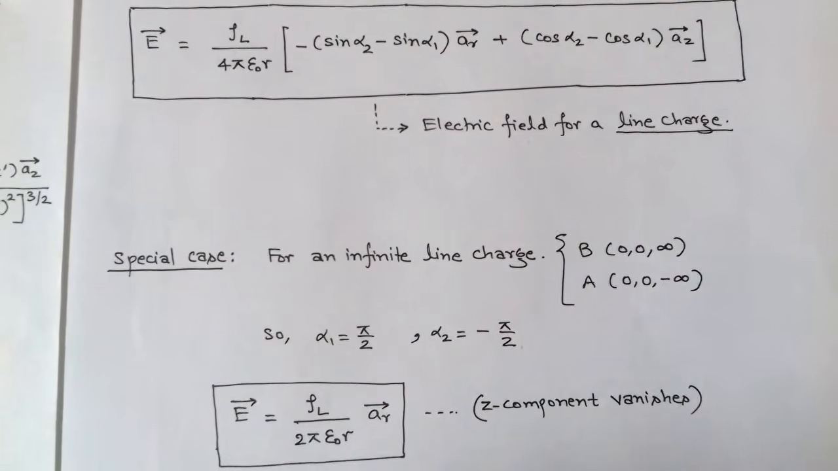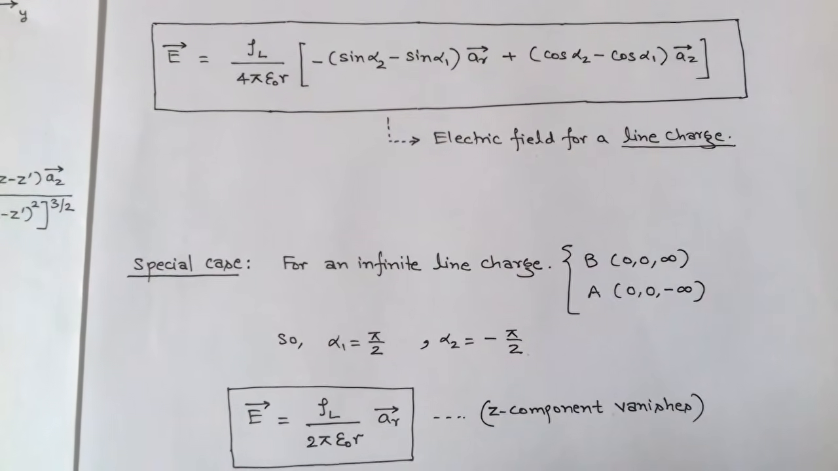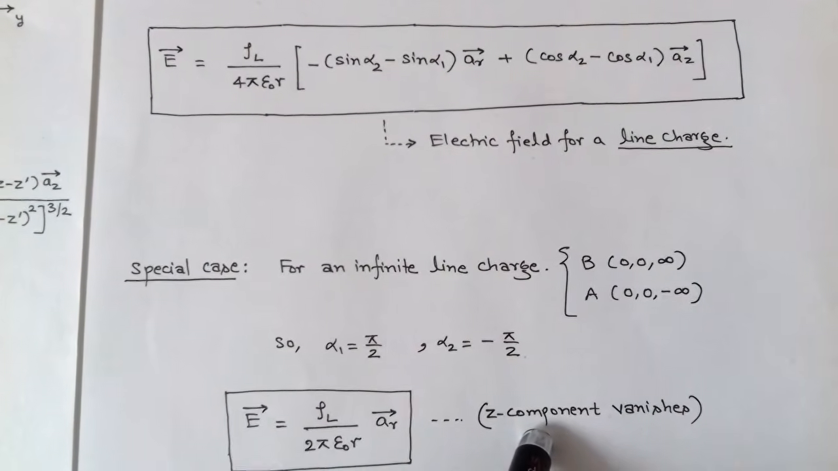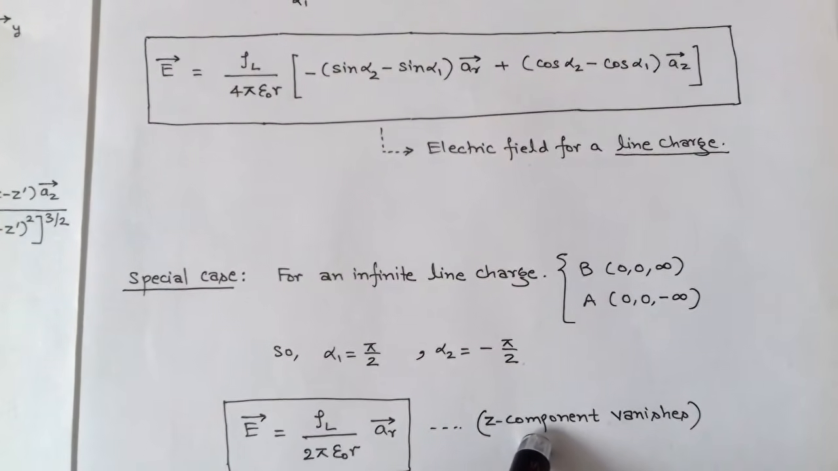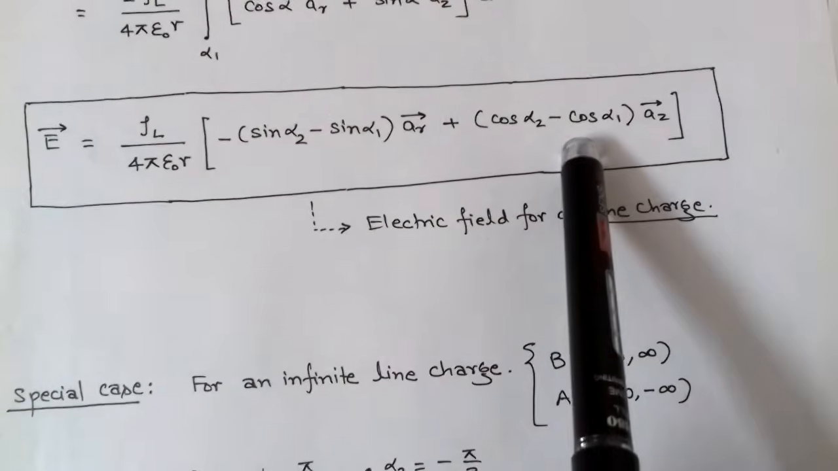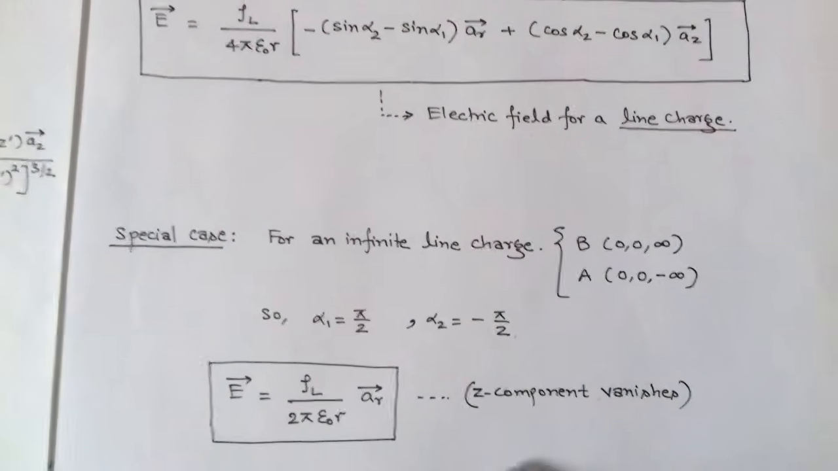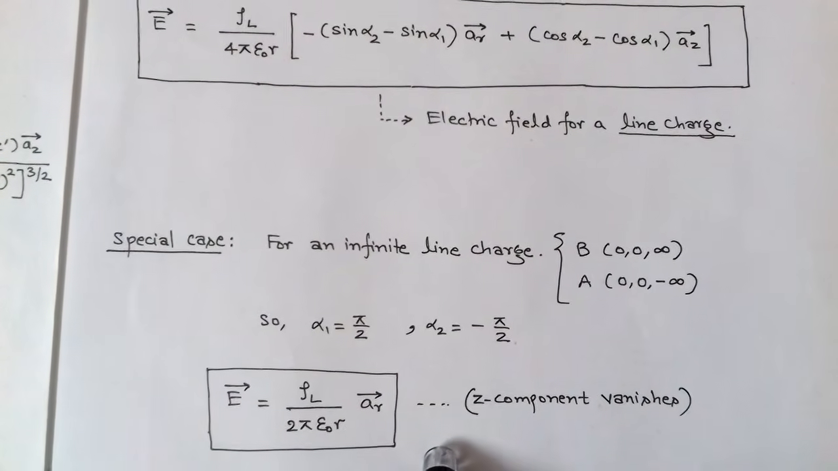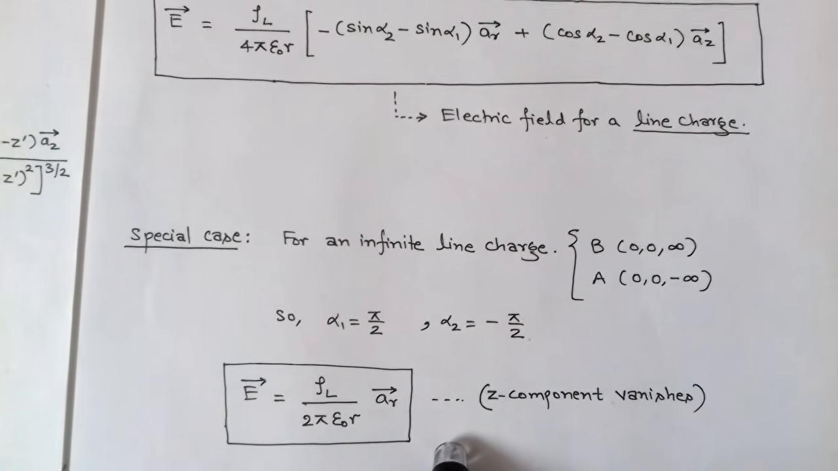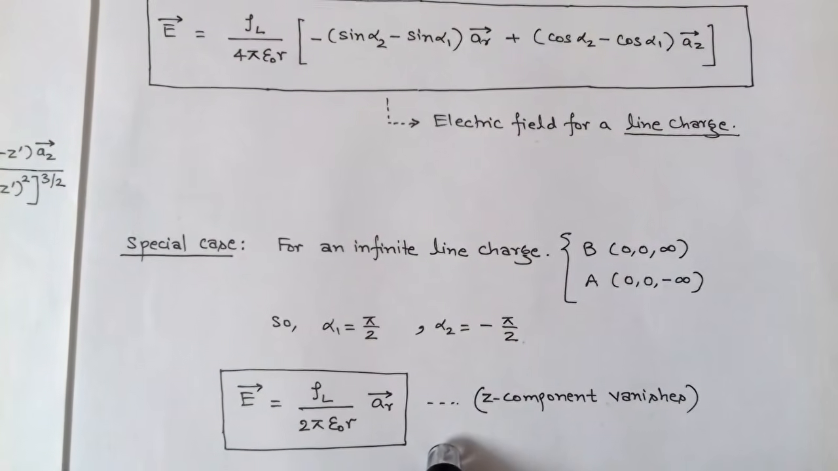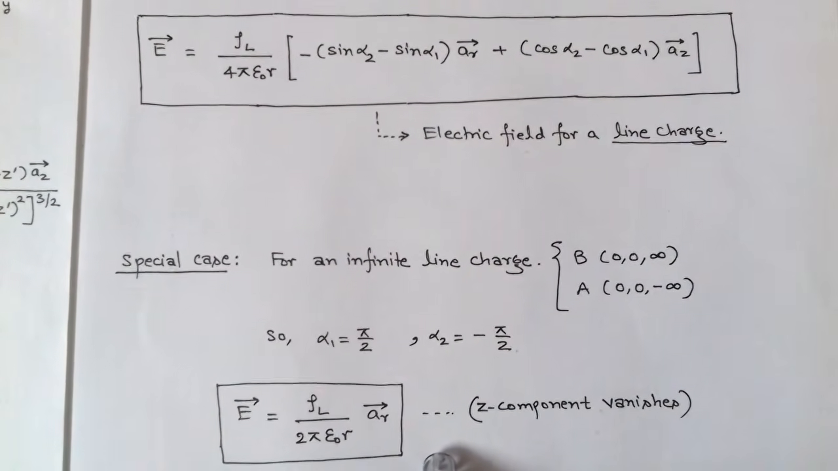Okay, now here the z component is cancelled, eliminated, when the line charge is of infinite length. Okay, so this is the derivation for a line charge. This is when the line charge is of finite length, and there is a special case when the line charge is of infinite length.